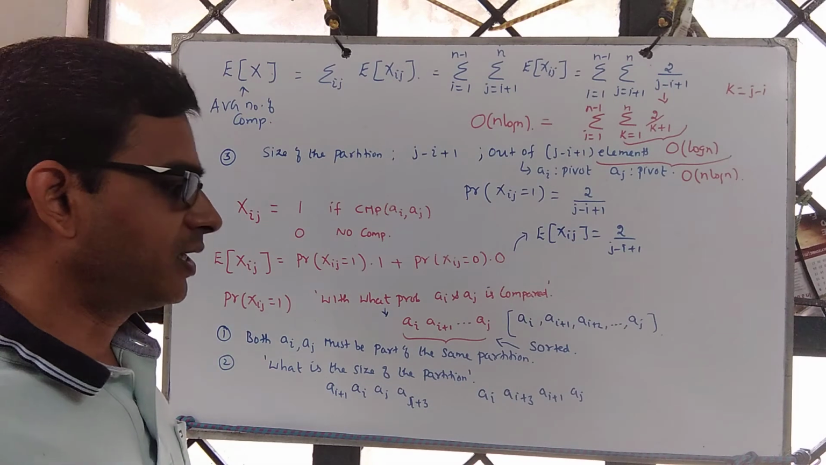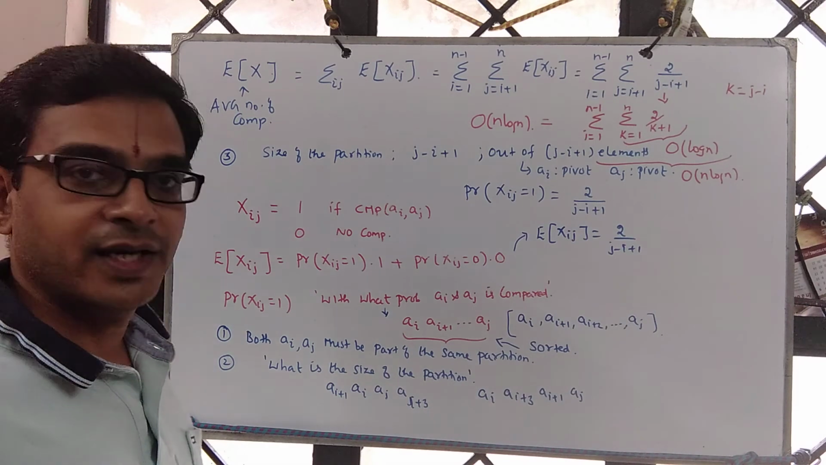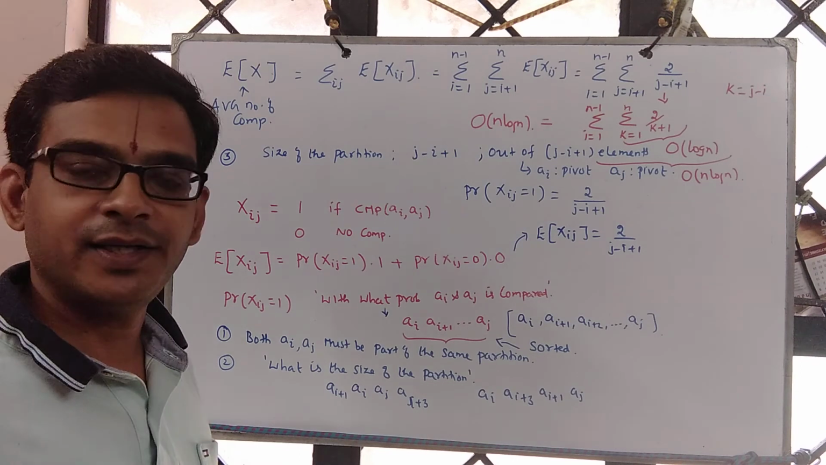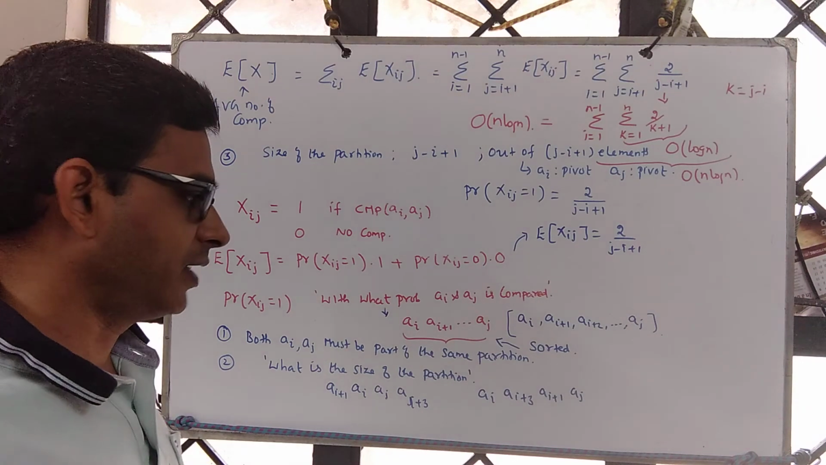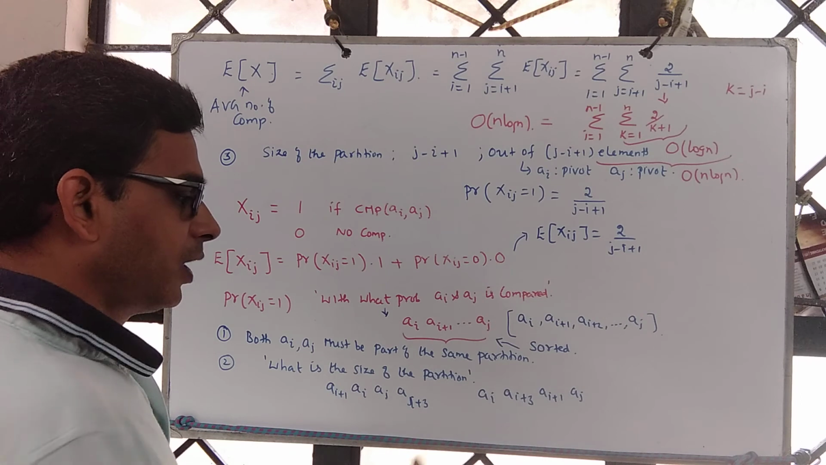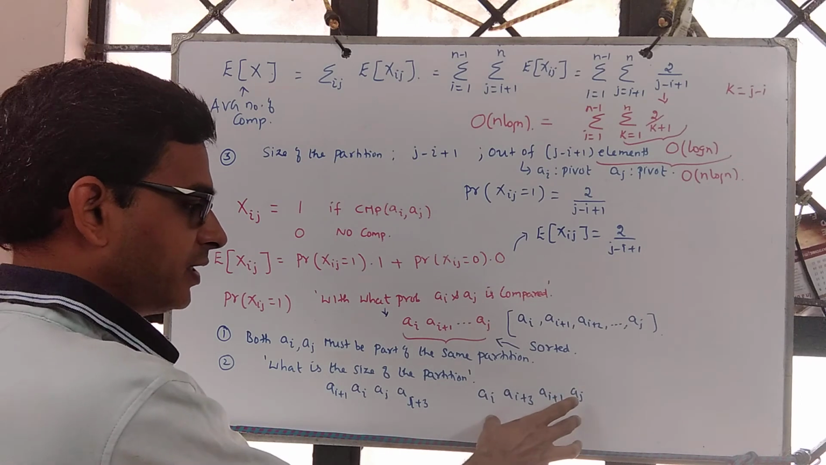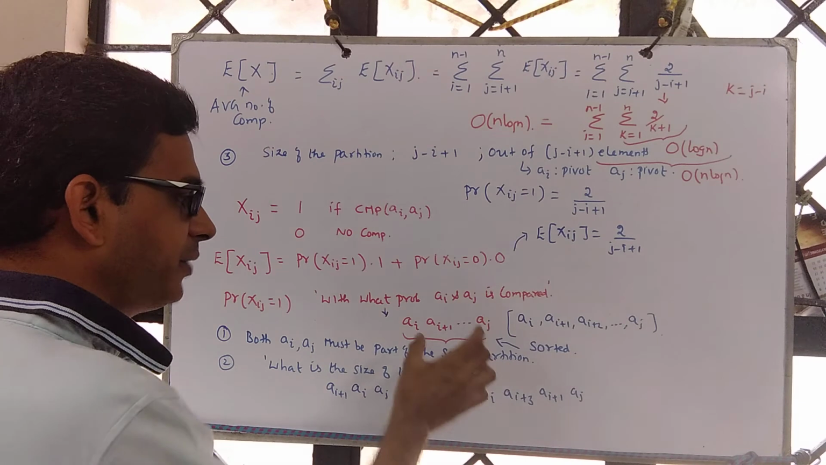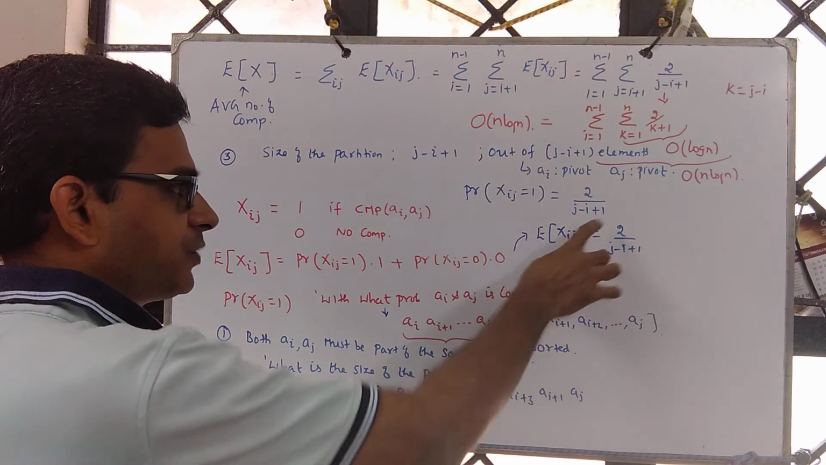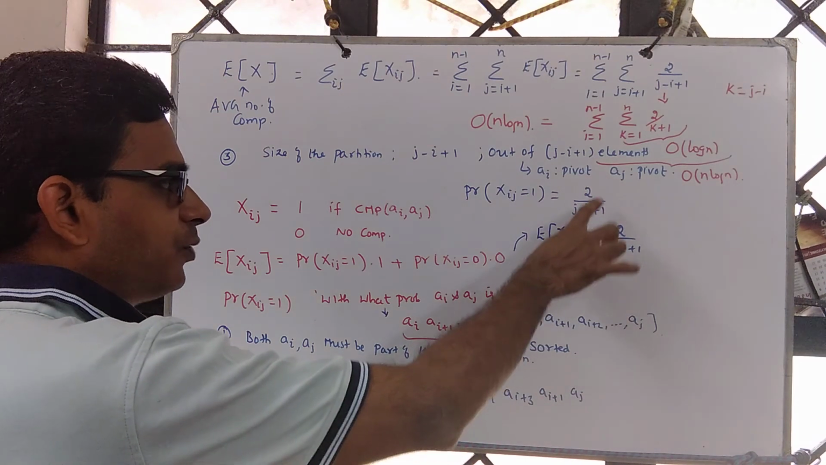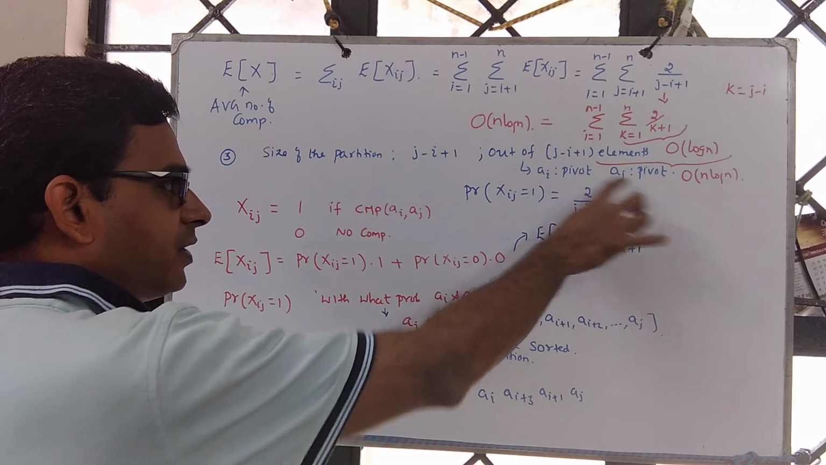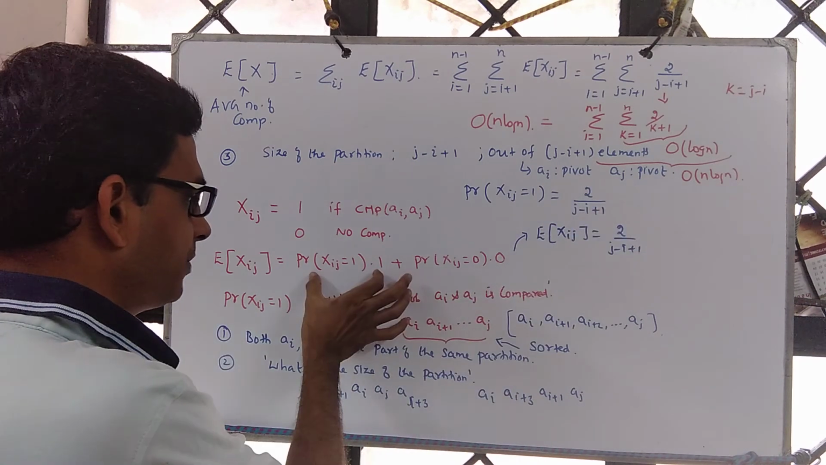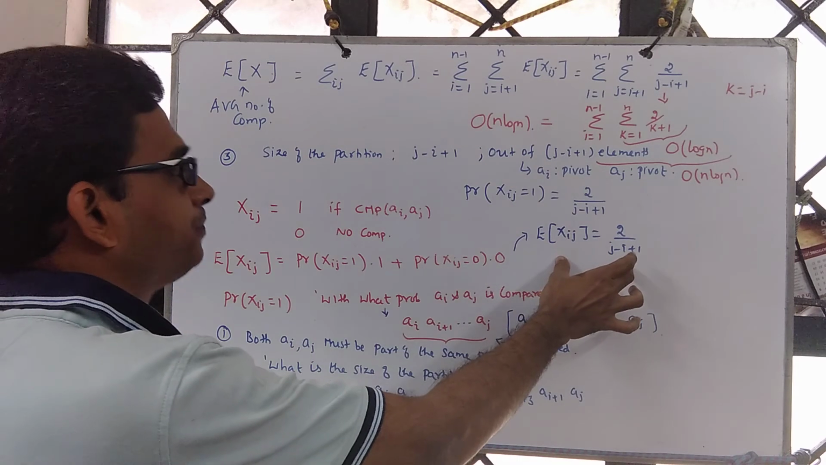And in that, when I say there is a comparison between ai and aj, it must be the case that ai is a pivot or aj is a pivot. Now, how many elements are there? If you arrange them in sorted order, you can say j minus i plus 1 elements are there. Out of that, 2 elements are candidates for pivot. The probability is this much, and if you substitute here, we get the expected value.